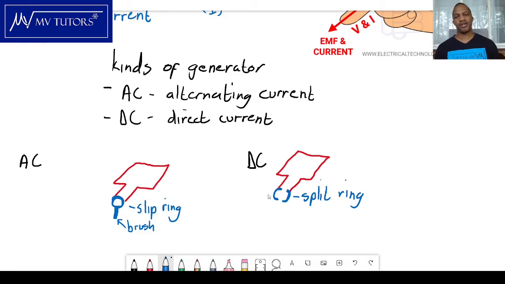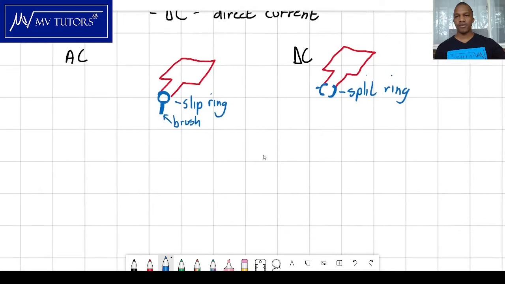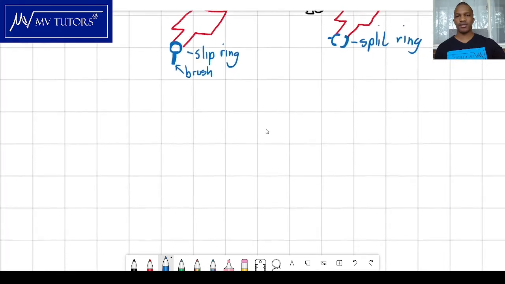It also has brushes attached. But really, the difference between an AC generator and a DC generator is that AC has a slip ring while a DC has a split ring. I hope you understand that. You will need to know this.